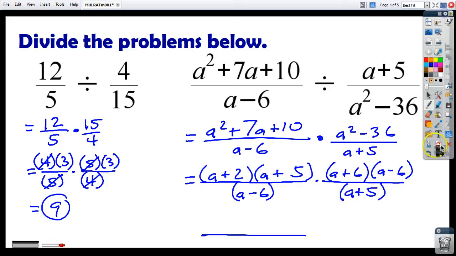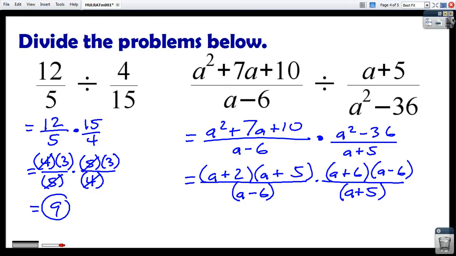Alright, so now I can go through, and just like with this problem, now that everything's multiplication and broken up into factors, I'm allowed to cross things out. So here I see a minus 6, a minus 6. Here we've got a plus 5 and a plus 5. And I think we're good to go. So here I get my answer of a plus 2 times a plus 6.